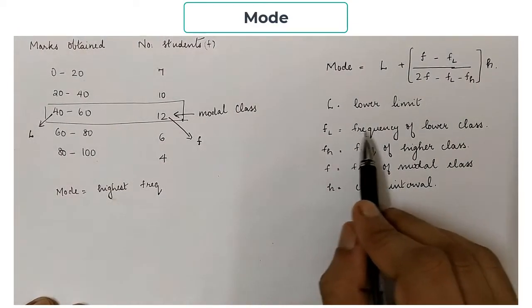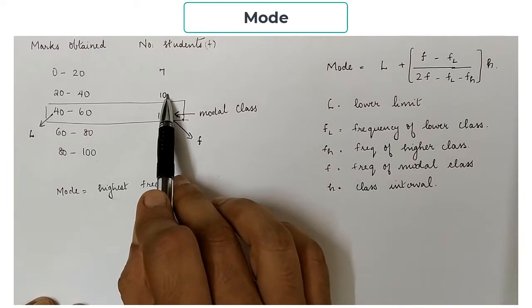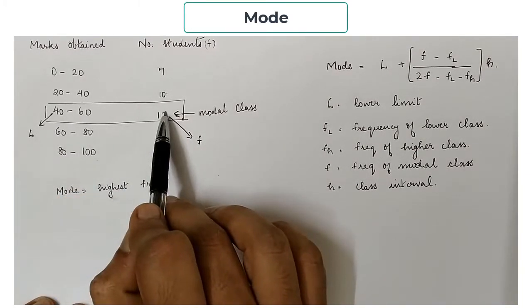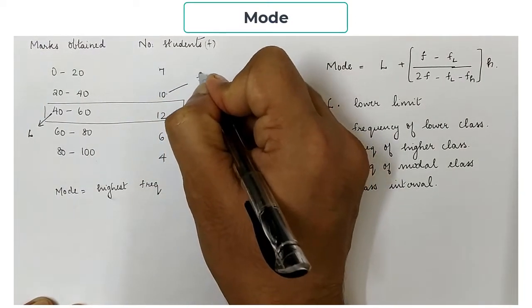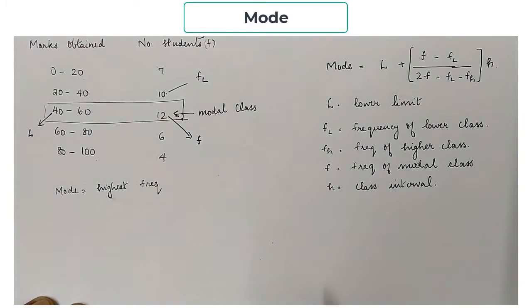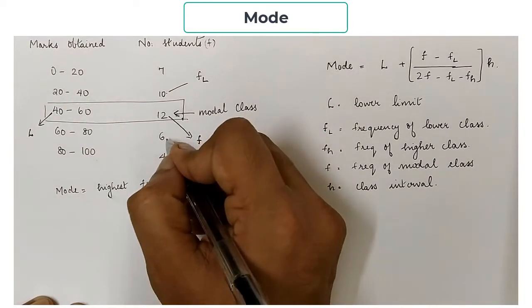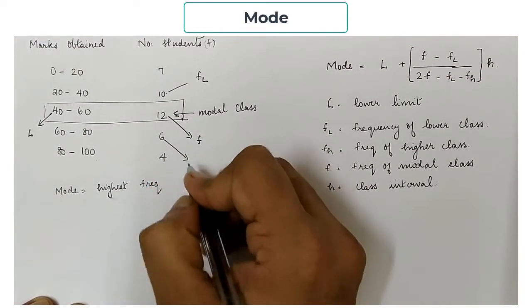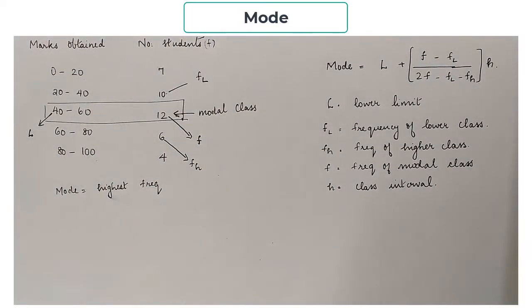And FL is the frequency of the lower class. So what is this? This is the modal class, and the one before it is the lower class. This is the frequency of the lower class, meaning the one lower than this. So this is FL. Now FH is the frequency of the higher class. Now look at this. This is the frequency of the one next higher class. So this is FH.